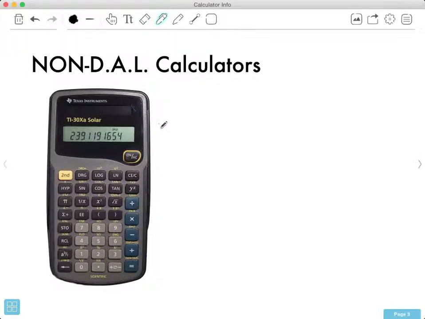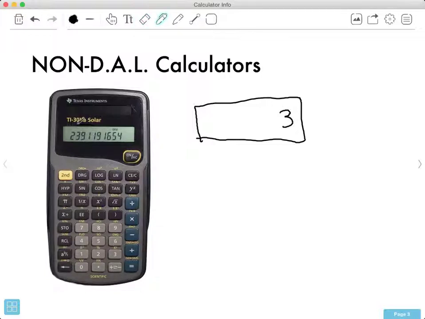Your other choice is non-DAL calculators. There's nothing wrong with a non-DAL calculator, it just works a little differently than a DAL calculator. If you type in 1 plus 2, you type in the 1, you'll see the 1 on the screen, and then when you type in the plus, nothing will happen. You'll still see a 1 on the screen. Then when you type the 2, the 1 will disappear and you'll see the 2 sitting on the screen, and that will sit there until you press equals, at which time the 2 will disappear and you will see the 3 on the screen.